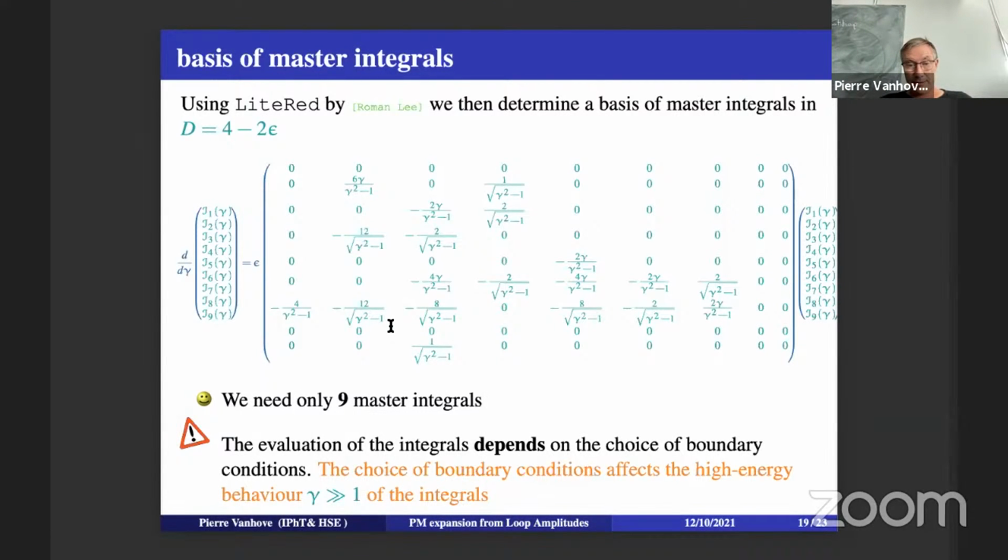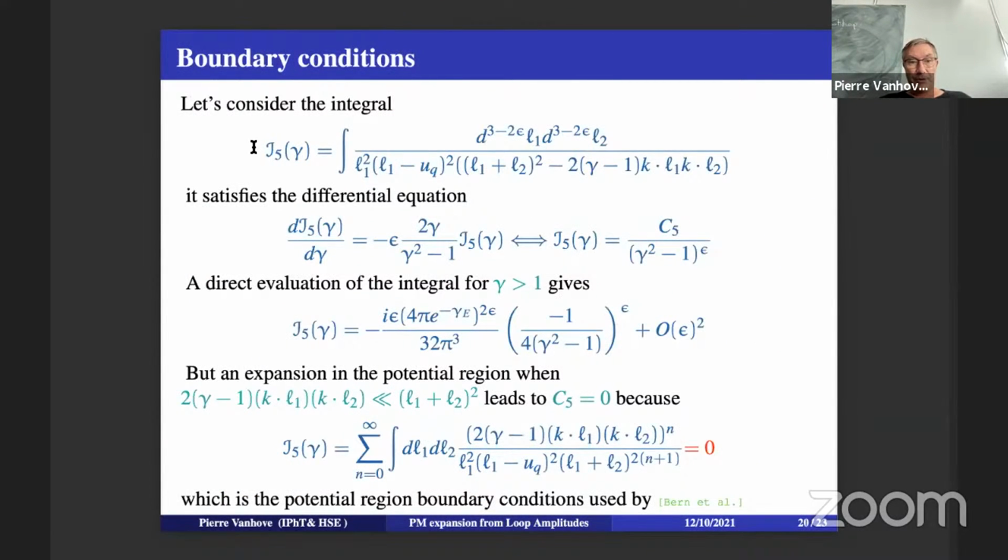So you need to integrate that. For example, let me look at this integral, which is an interesting one. This is an integral that is known in 3 minus 2 epsilon dimensions because I have done my 2 delta function integral. And there is this modified propagator here. It satisfies the differential equation that is this one. It's one of the equations in the list here.